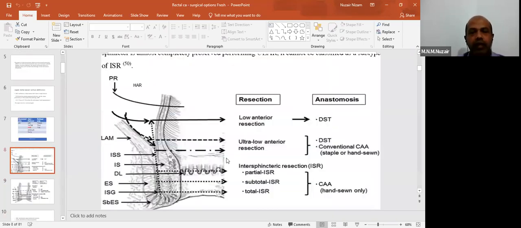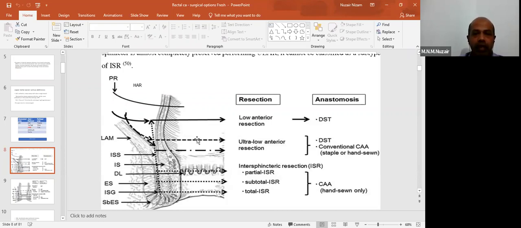If you look at this diagram, we can understand all the types of rectal carcinoma resections. The line here, marked as PR, is the peritoneal reflection. If we do the anastomosis above the peritoneal reflection, it is called high anterior resection. It is not the level of the resection, but the level of the anastomosis. So the anastomosis must be above the peritoneal reflection for us to call it high anterior resection.